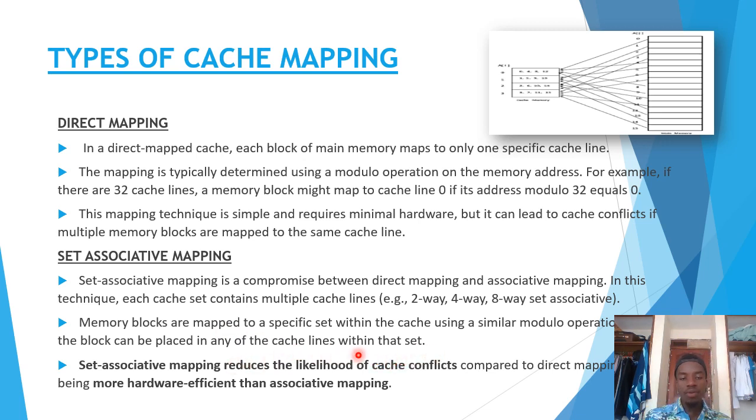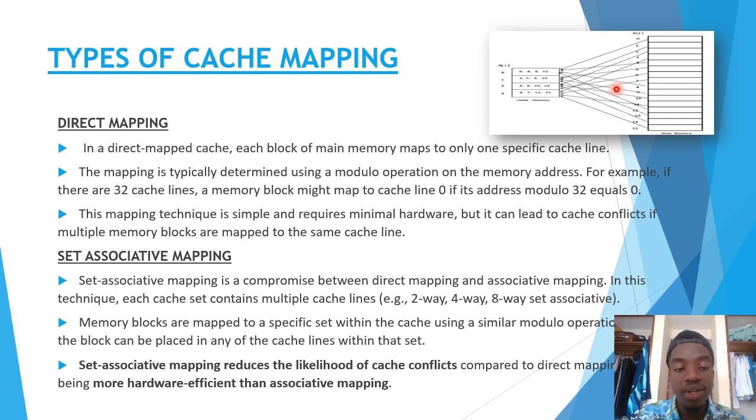We shall see how the set associative mapping works. Set associative mapping reduces the likelihood of cache conflicts compared to the direct mapping. We can see that in direct mapping, we are having a lot of cache misses compared to the cache hits. The cache misses are very many in the direct mapping.